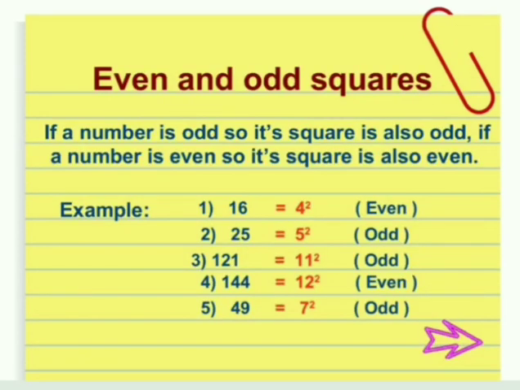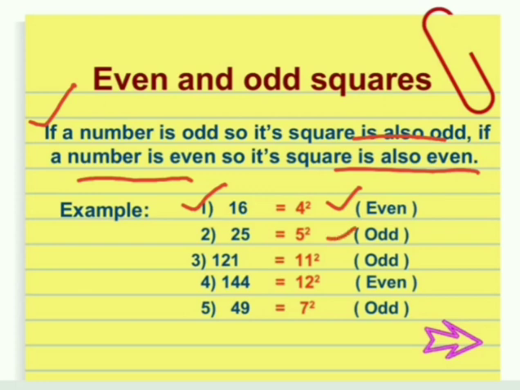Next property is even and odd square. What does it mean? It means if we have an odd number, then its square is also odd. If we have an even number, then its square is also an even number. See the example, we have the number 16, and 16 is what? An even number. See the square of 4, and 4 is also even.